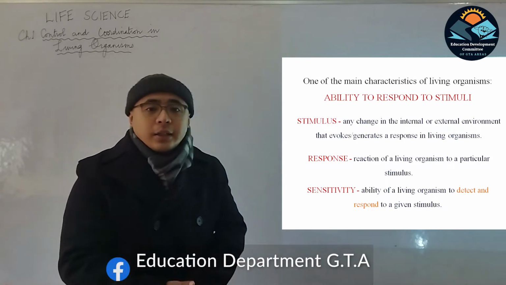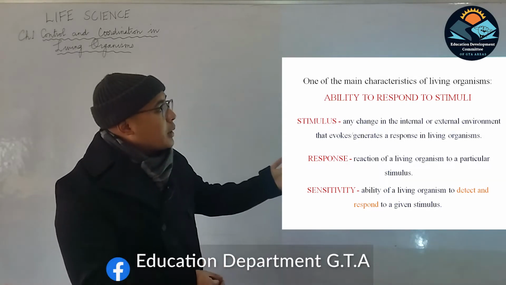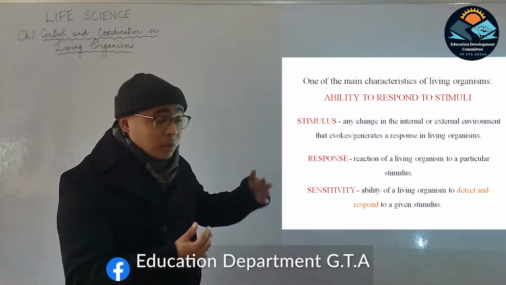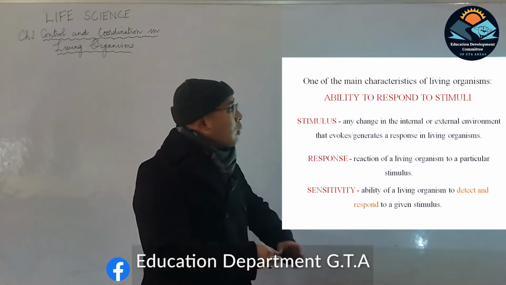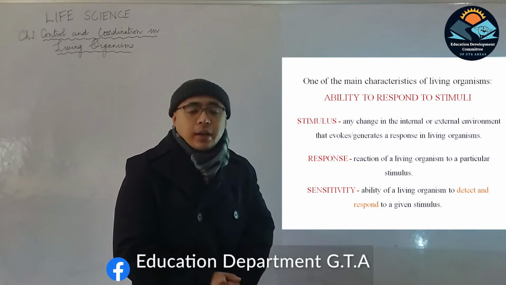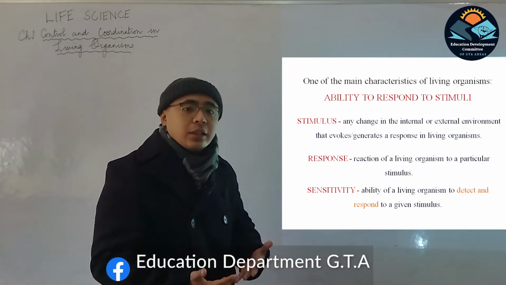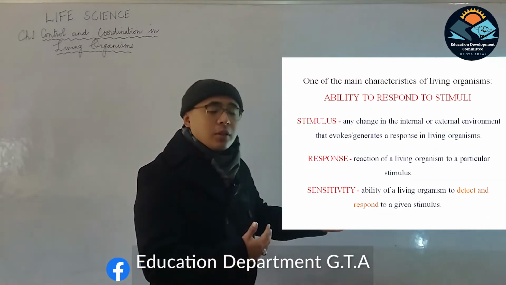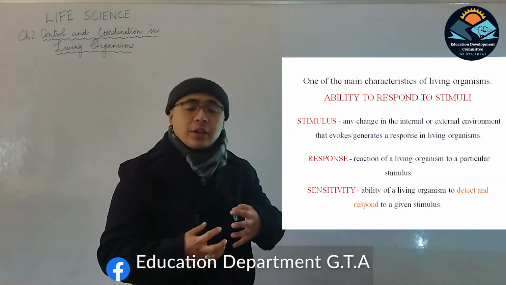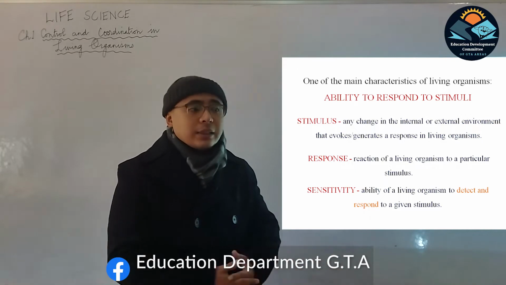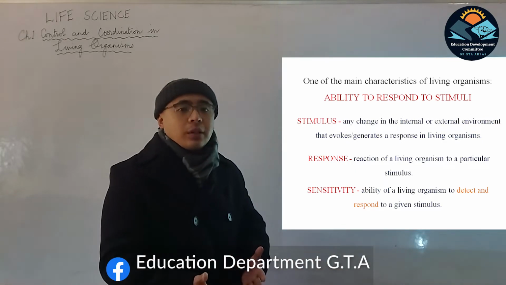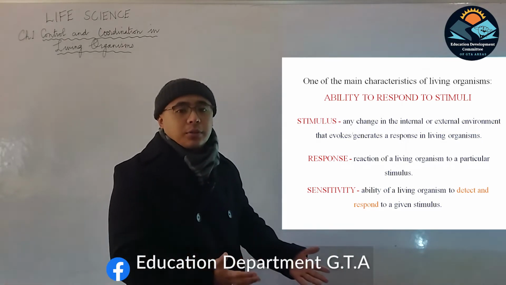So to begin, we must first start by identifying one of the main characteristics of living organisms. One of the main characteristics of living organisms is their ability to respond to different types of stimuli, which means to generate a response to any given stimulus in the environment. Now you must be wondering, what is a stimulus and what is a response?